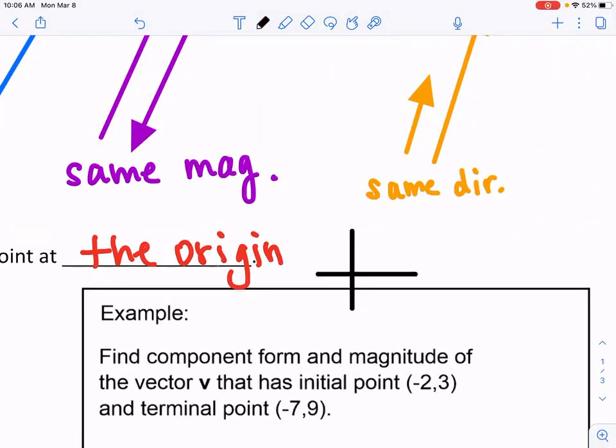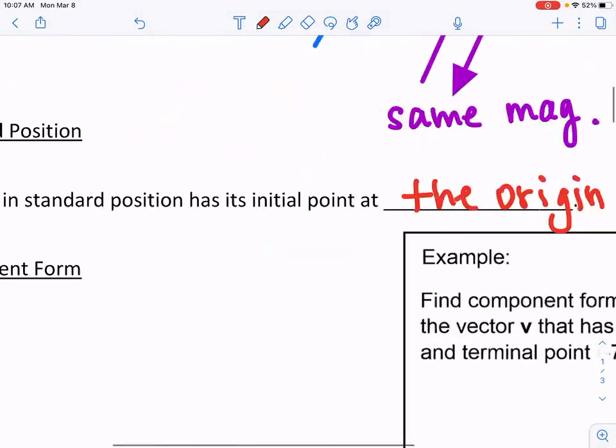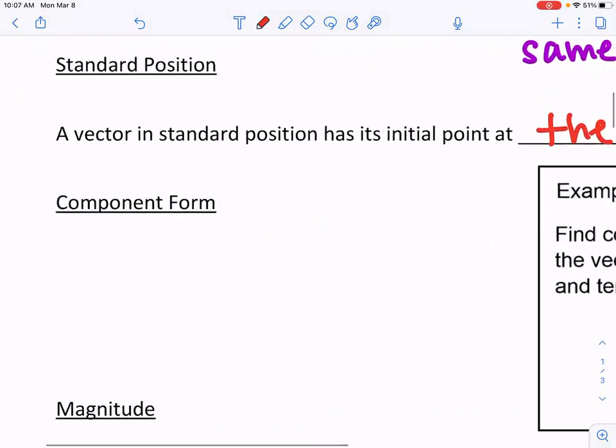That way, when we have our vector, then we can describe one number for the horizontal and one number for the vertical for how to get from the origin to the terminal point. Now, if we are not in standard position, then we need to get it there. So there are two different ways that we can write vectors.